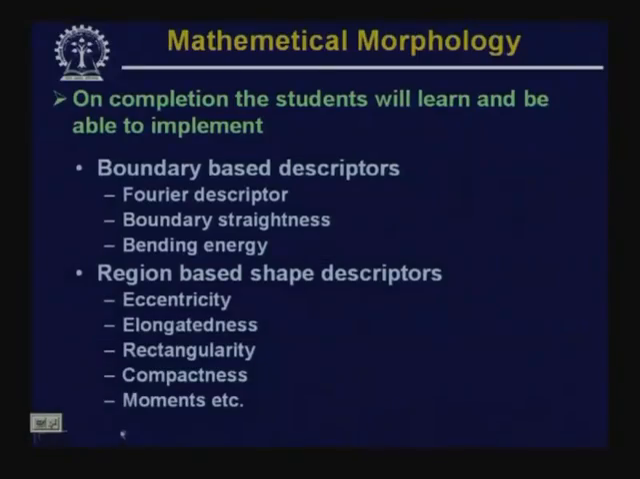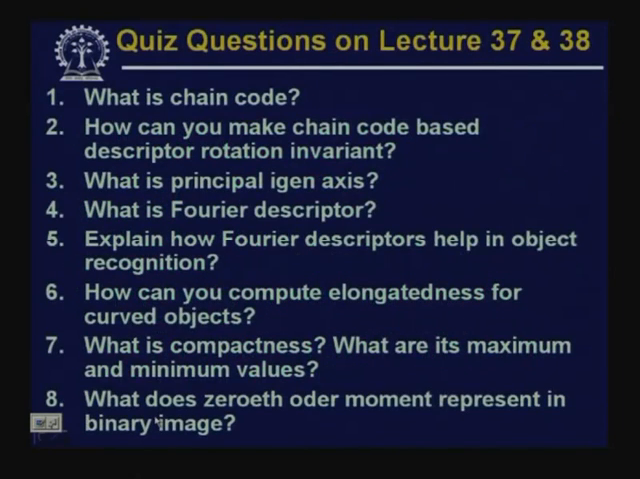So, let us see some quiz questions based on today's lecture as well as the lecture that we gave in our earlier class. The first question is, what is chain code? Second question, how can you make a chain code based descriptor rotation invariant? Third question, what is principal eigenaxis? Fourth question, what is Fourier descriptor? Fifth question, explain how Fourier descriptors help in object recognition.